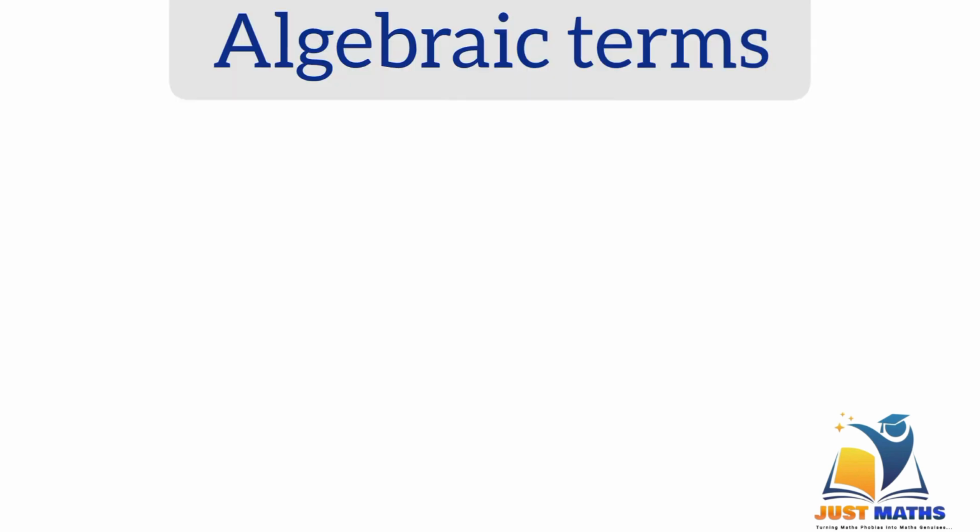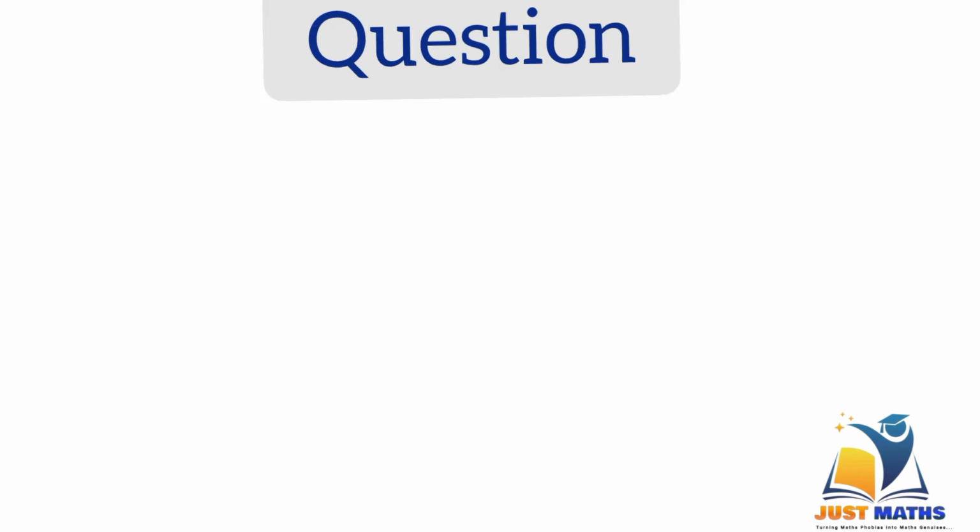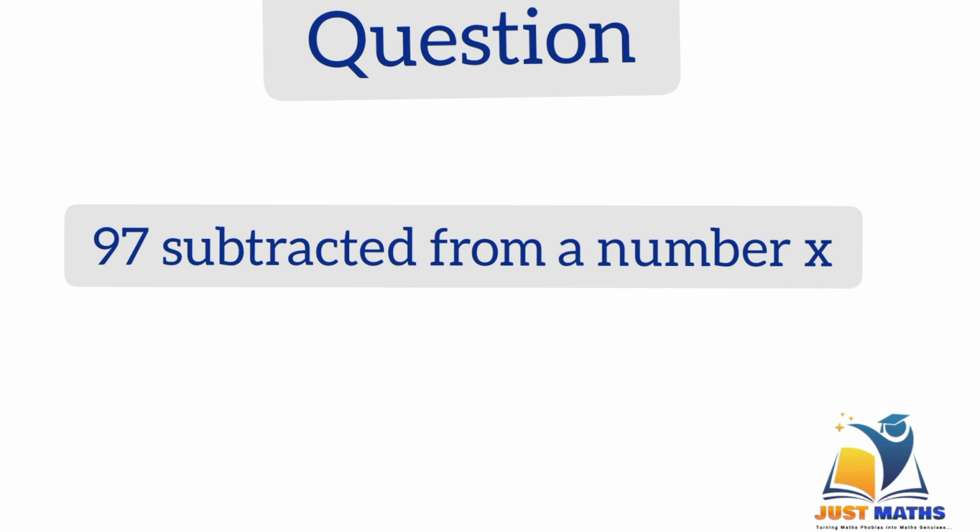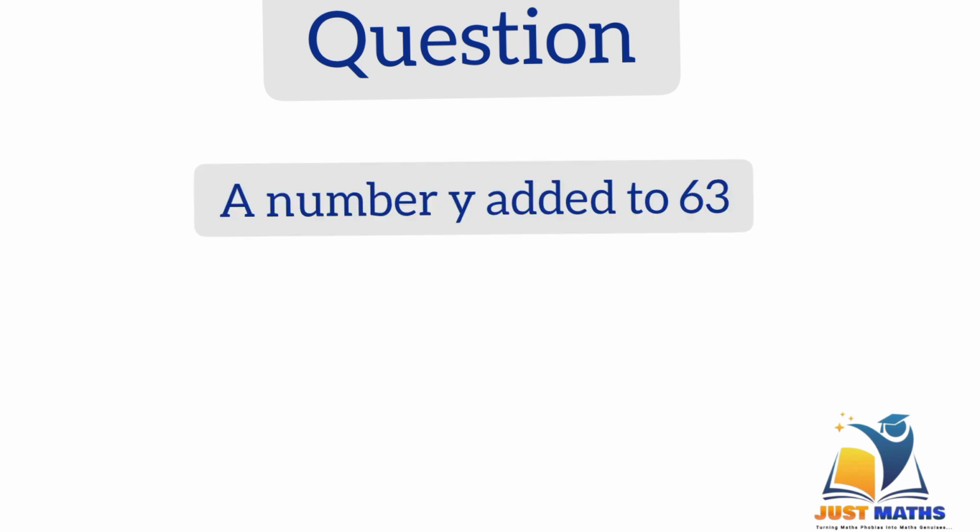Understanding these algebraic terms will help you solve algebraic equations as we proceed. If I say 97 subtracted from a number x, what does that mean? That means x minus 97. Now, if I say a number y added to 63, to express that, I will do 63 plus y.